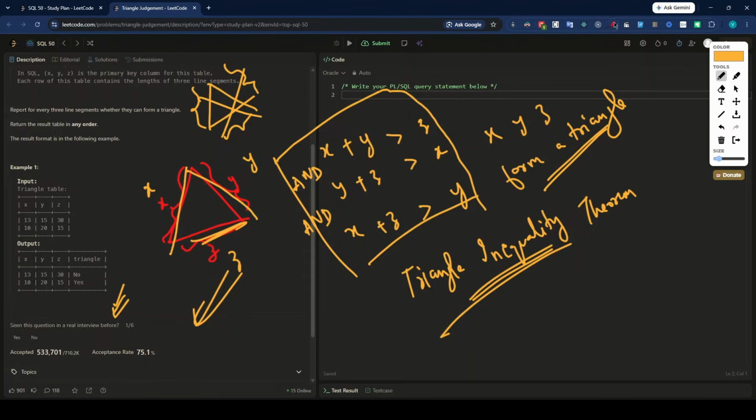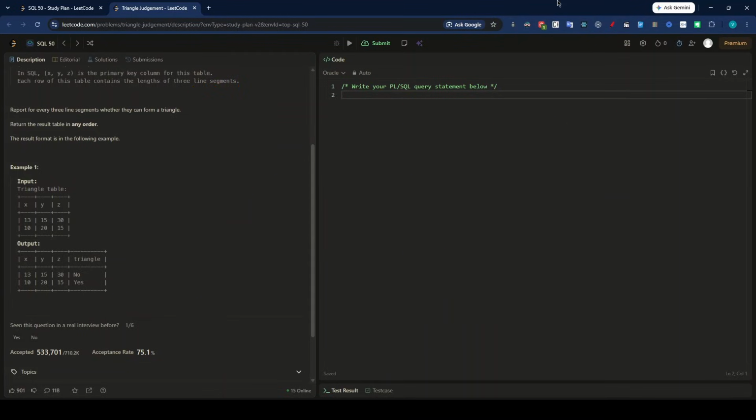Let us write the SQL code. So I hope you have understood, guys, right? If you take this particular example, 13 and 15, you add up both these two, guys, it is 28. Now 28 should be greater than the third side, but 28 is not greater than 30, so that is why it is a no.